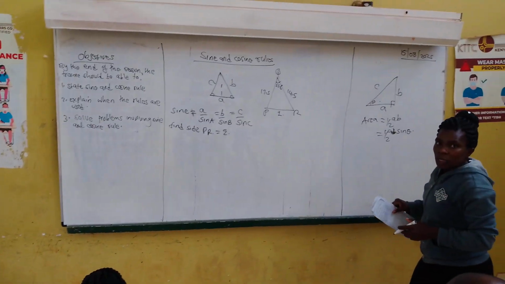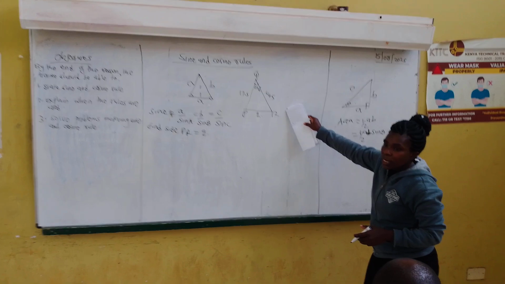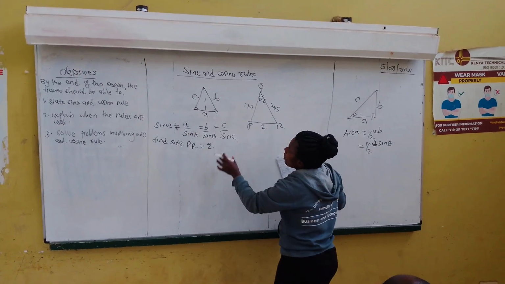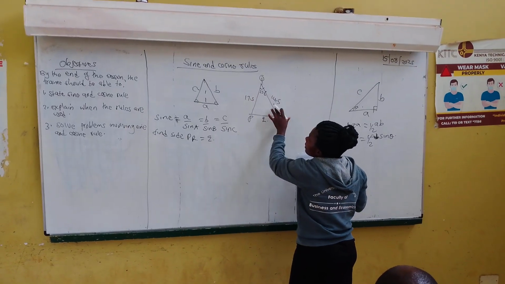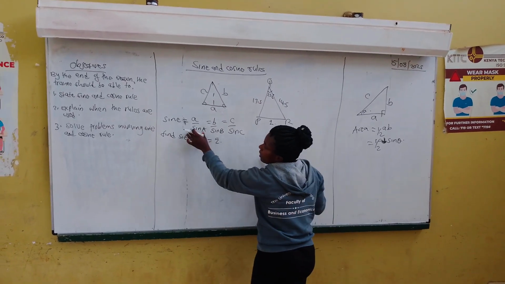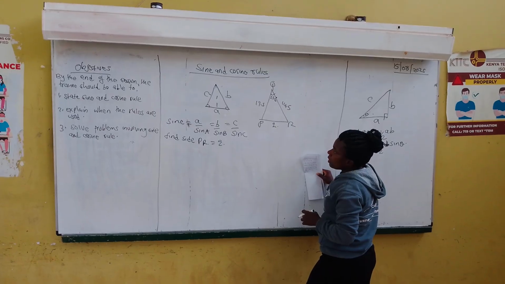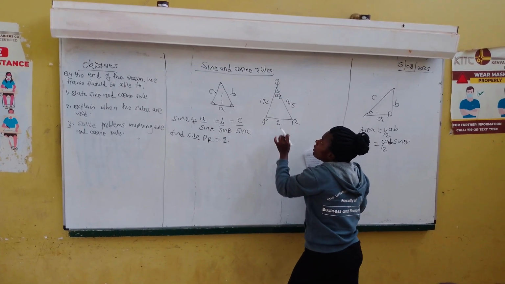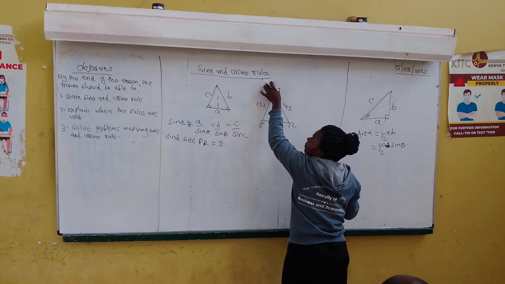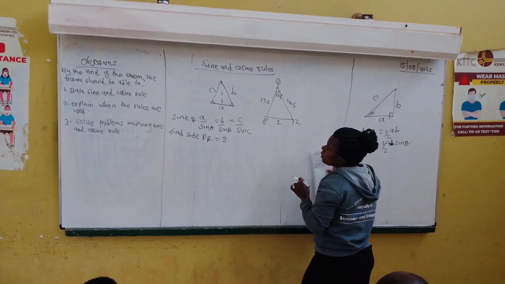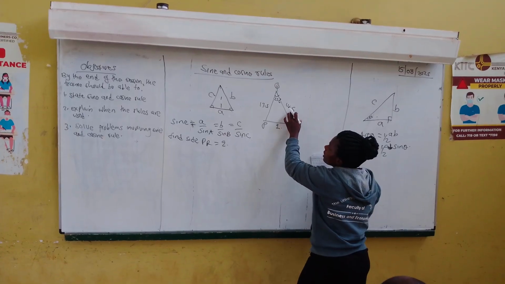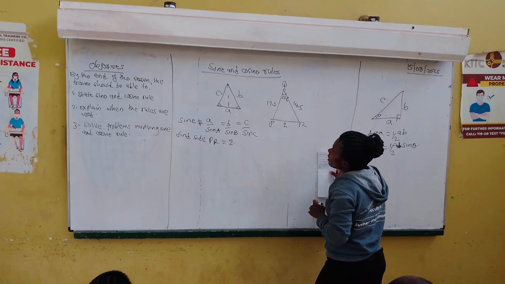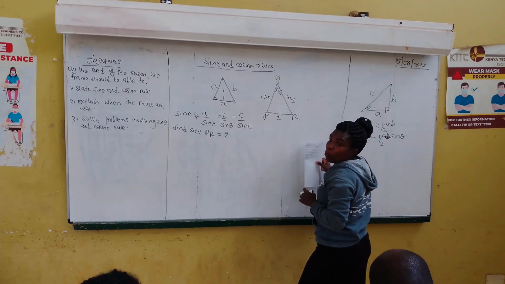Here, as you can see, it is not a right angle triangle. That means that we cannot solve it using the right angle formula. But because we have one angle and we have the sides, we can find the other side, isn't it? If we take this side, we divide it by the sine of the angle, it should be equal to this side divided by the sine of the other angle.